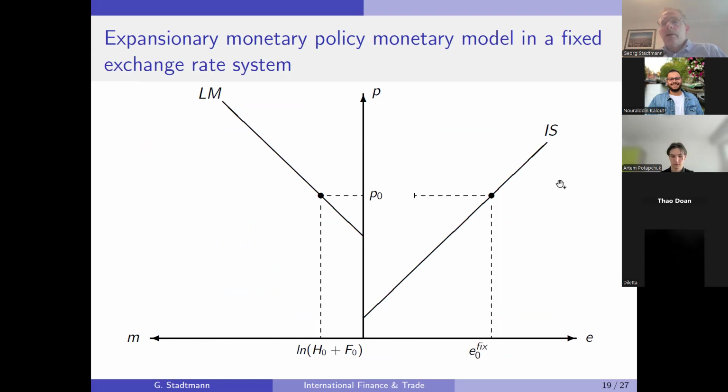So, we are already done with the setup of the model so that we can analyze the first shock. I want to discuss the effects of an expansionary monetary policy in a fixed exchange rate system. And here in the left part of the diagram, we have money supply on the left horizontal axis. And we can see here that money supply depends on these two components, H and F.